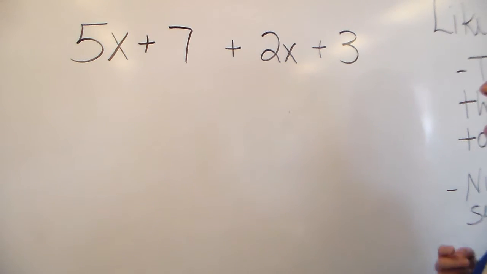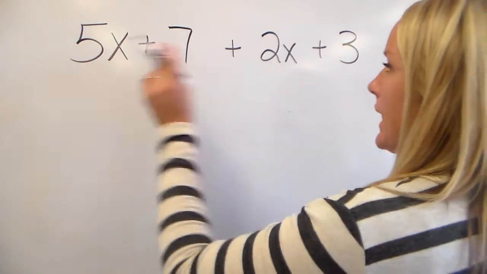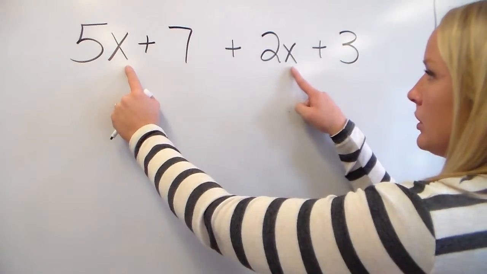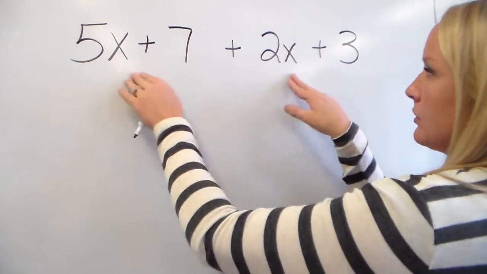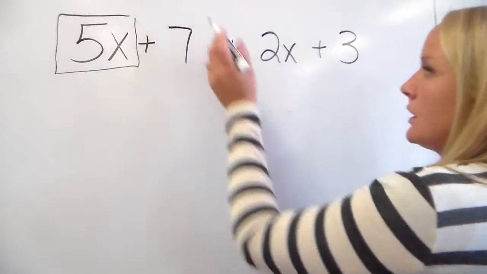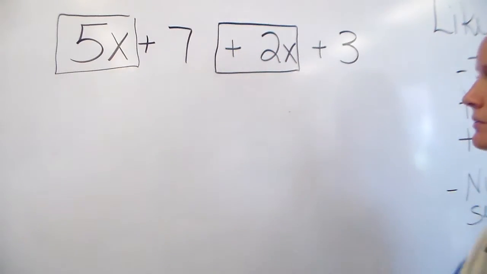So in this case, I see that I have two terms that both have an x in them. That is the same variable. They're only raised to the first power. So same variable to the same power, I can combine them. And as I put boxes around them, I always include the operation symbol in front of it so I know how I'm combining them.